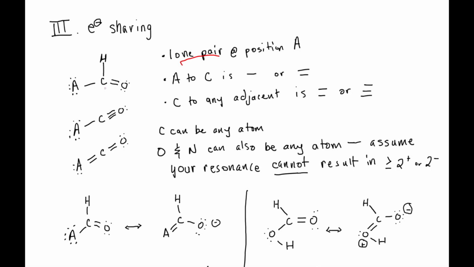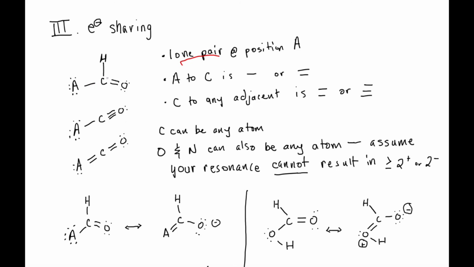Here I'm using carbon consistently, but it does not need to be a carbon. It can be theoretically any atom. And the A position to the adjacent atom can have either a single or a double bond. And then one of the next adjacent interactions or bonds can be either a double or a triple. The central atom typically can only have 4 total bonds around it, or 8 electrons, right?